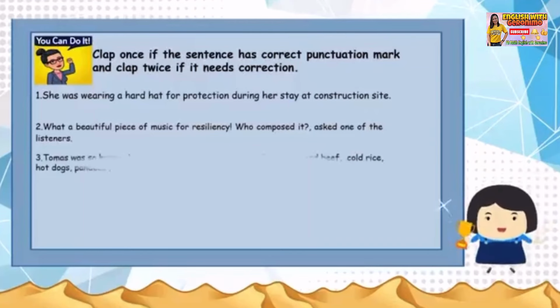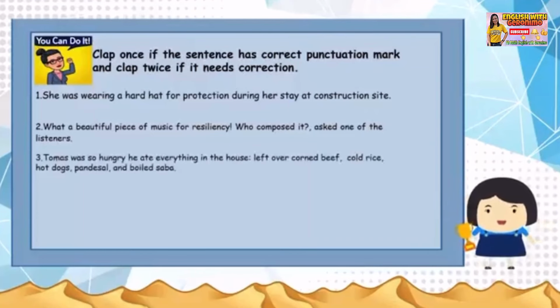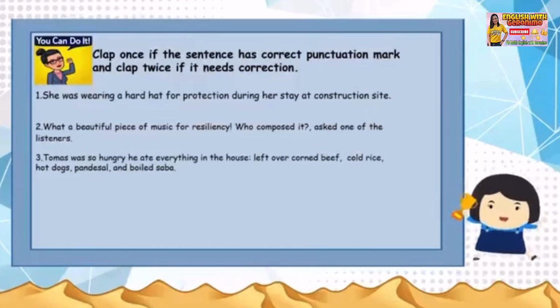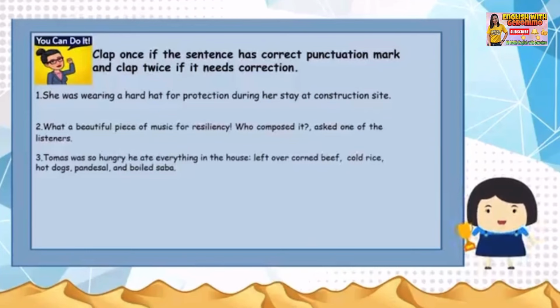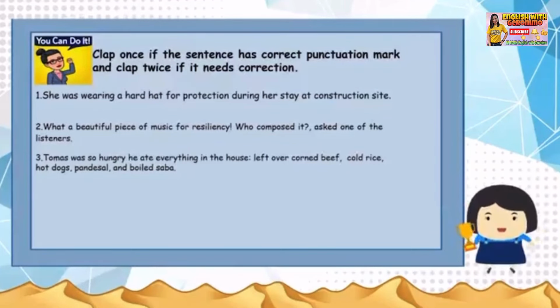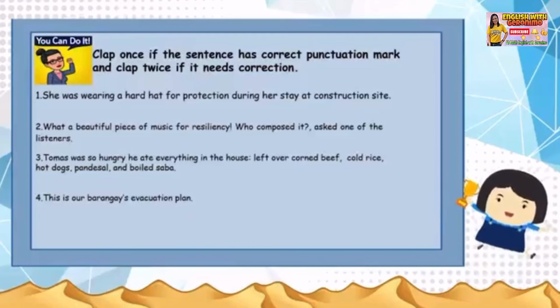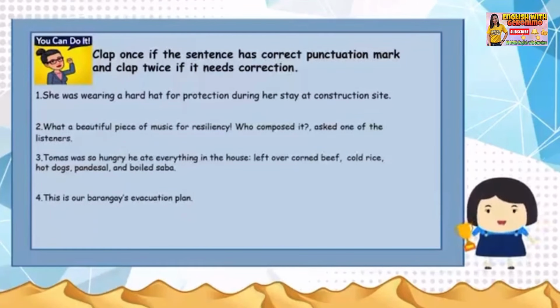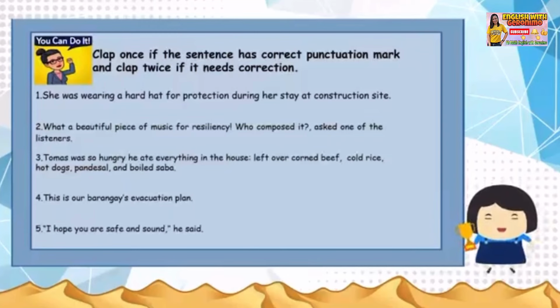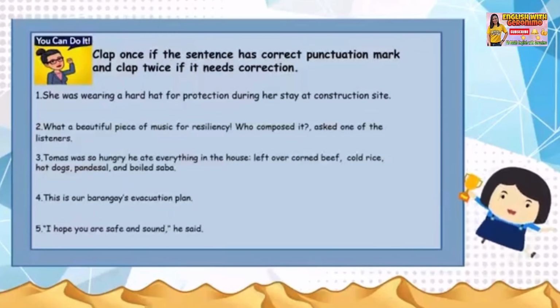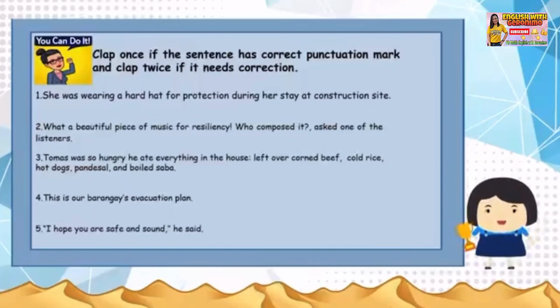Correct! 3. Thomas was so hungry. He ate everything in the house. Leftover corned beef, cold rice, hot dogs, pandesal, and boiled sabaw. 1 clap is correct. 4. This is our barangay's evacuation plan. Excellent! And lastly, "I hope you are safe and sound," he said. 1 clap, it is correct.